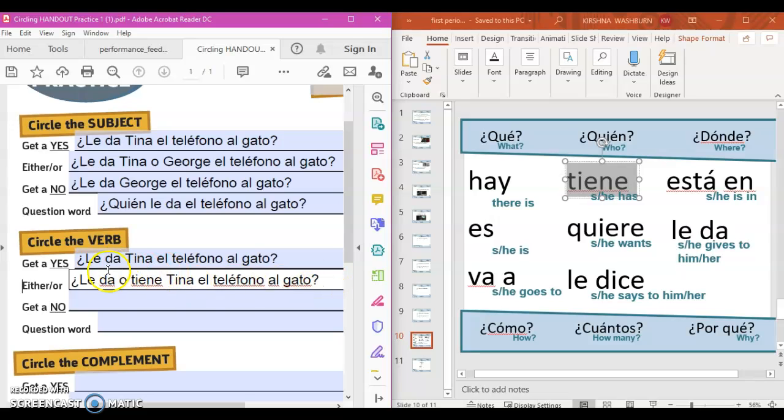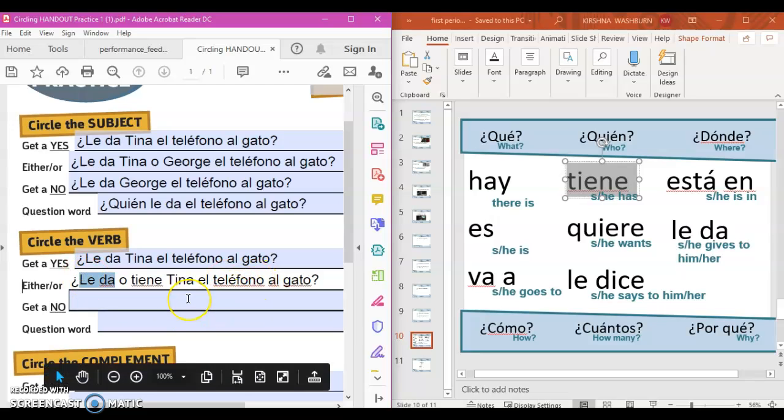And this is where I said, like, this is hard because you don't have a whole lot of verbs to work with, right? If you knew a lot of verbs, you could have said gives Tina the phone to the cat or throws Tina the phone to the cat, right? So here in this instance, it's a little, oh my God, I'm dying, sorry. It's a little bit tricky, all right?